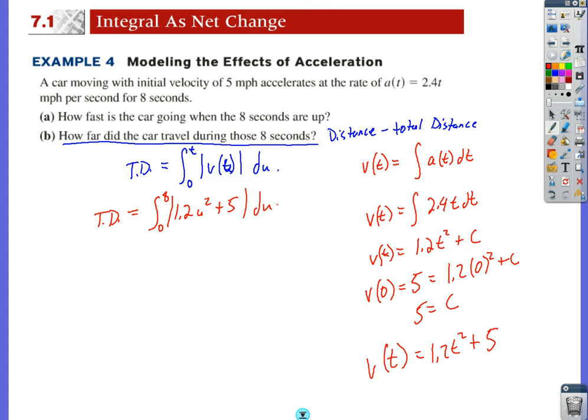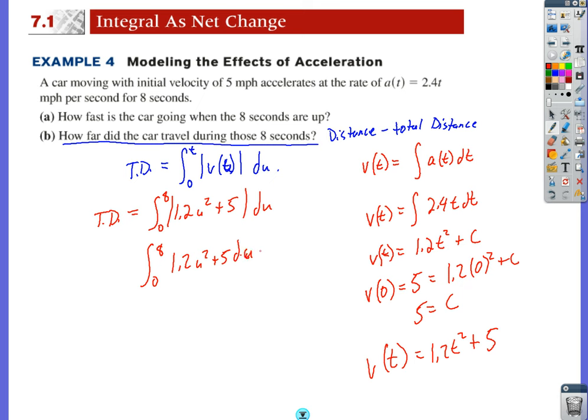Does the absolute value, is it necessary? I look at this and start thinking to myself, okay, I'm starting up at 5 and I keep adding in, well, all this is positive. Will it ever go negative? Answer is no. It will never be negative. So do I need the absolute values? No. Okay, 0 to 8 of 1.2 u squared plus 5 du.